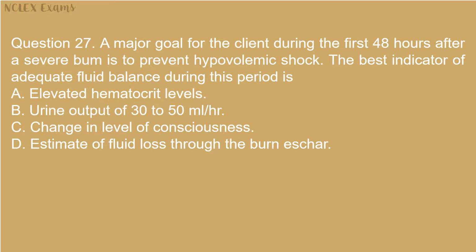Question 27. A major goal for the client during the first 48 hours after a severe burn is to prevent hypovolemic shock. The best indicator of adequate fluid balance during this period is A. Elevated hematocrit levels. B. Urine output of 30 to 50 milliliters per hour. C. Change in level of consciousness. D. Estimate of fluid loss through the burn scar.